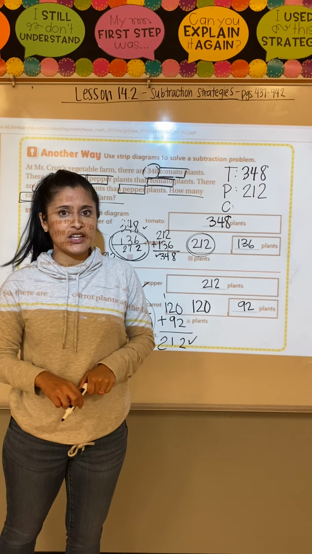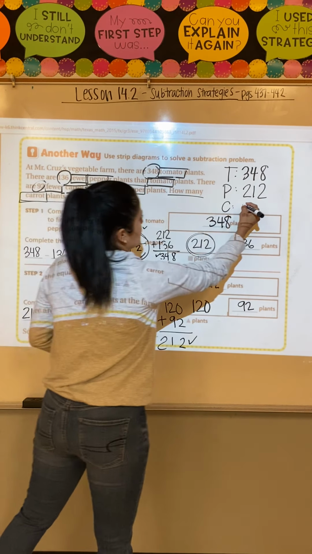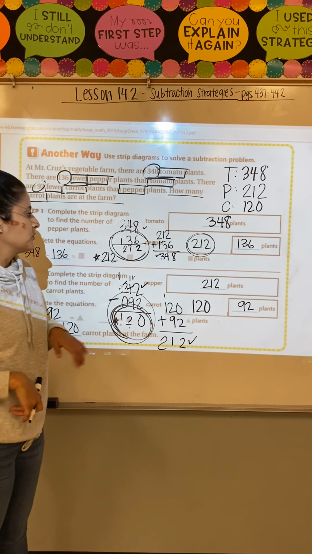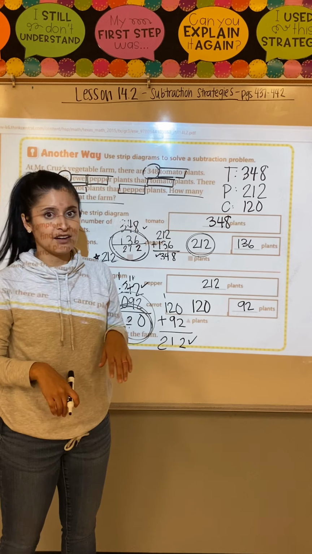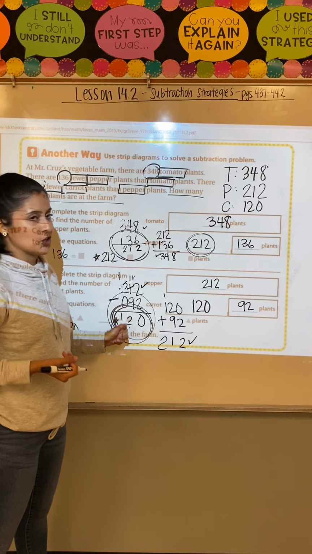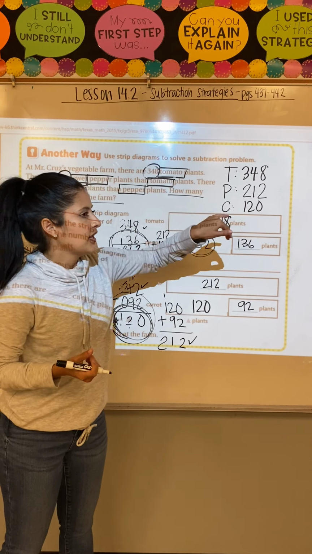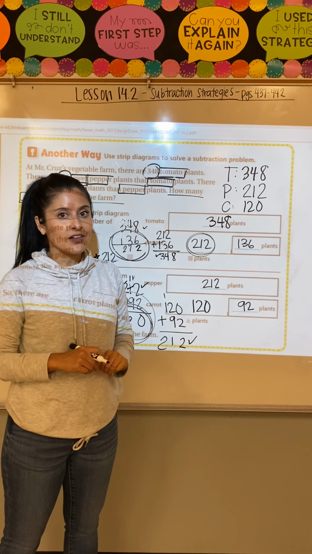Take a look at this work here, guys. 120 carrot plants. This was not just a one-step problem, right? It took a couple steps to get there. Even more steps if we double checked our work. So make sure that we really are reading carefully. We make sure that we are going through all of the steps.